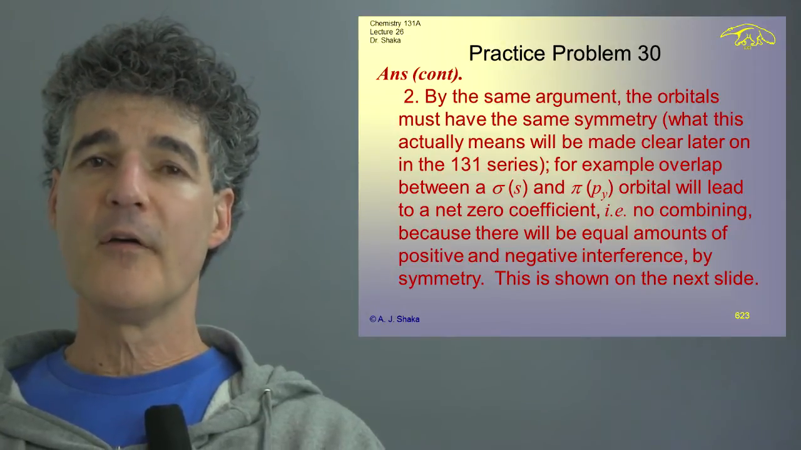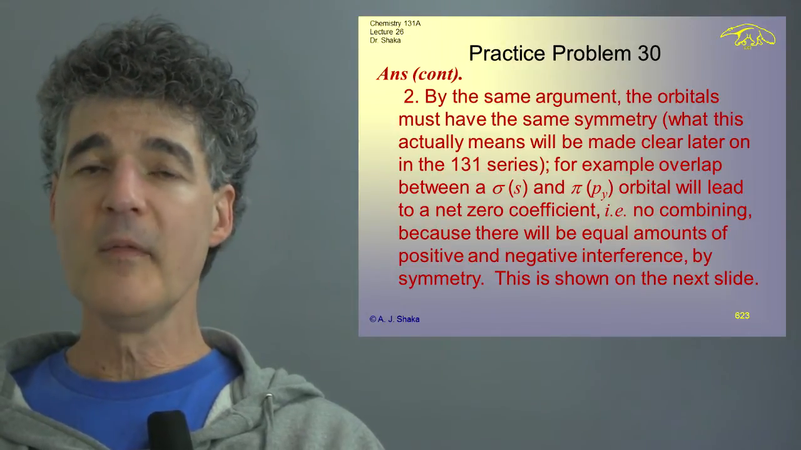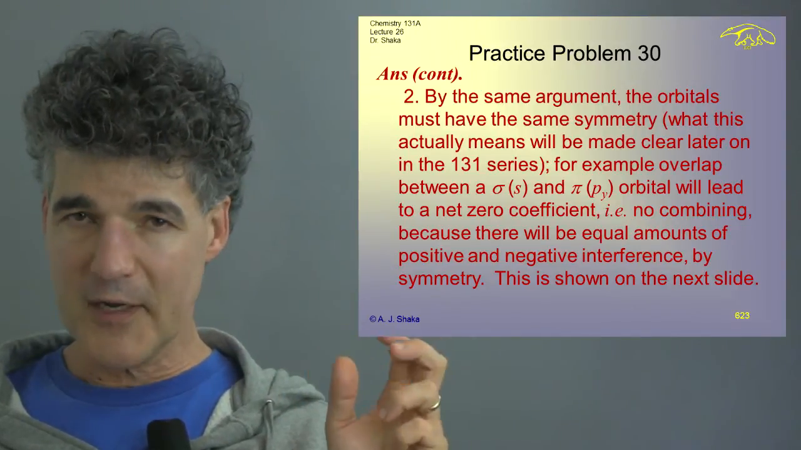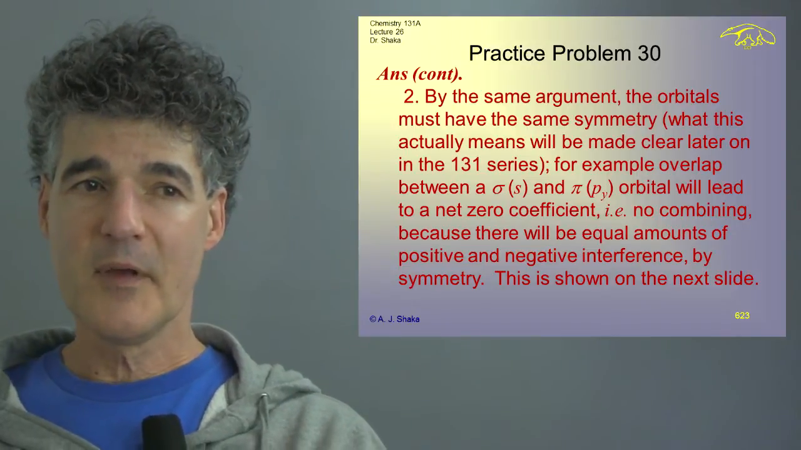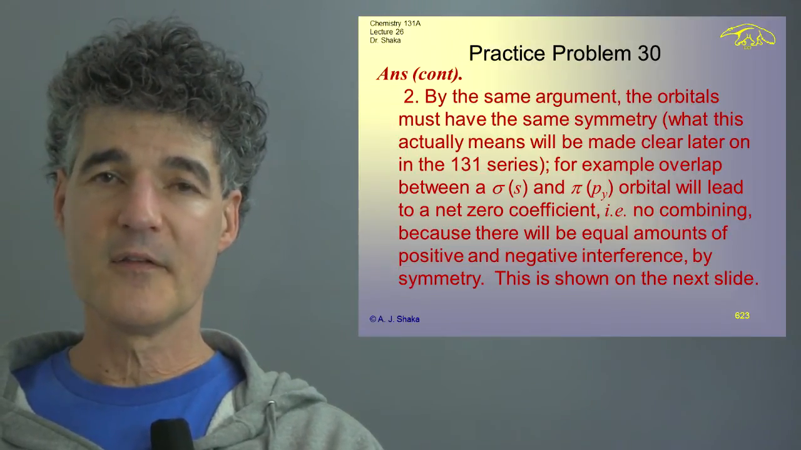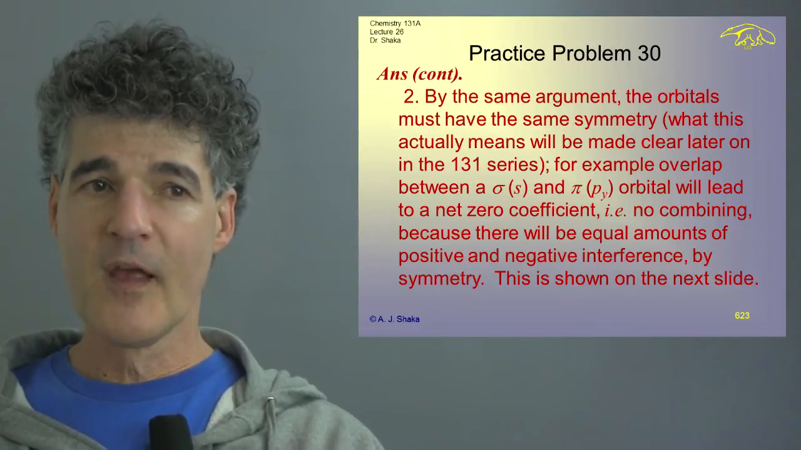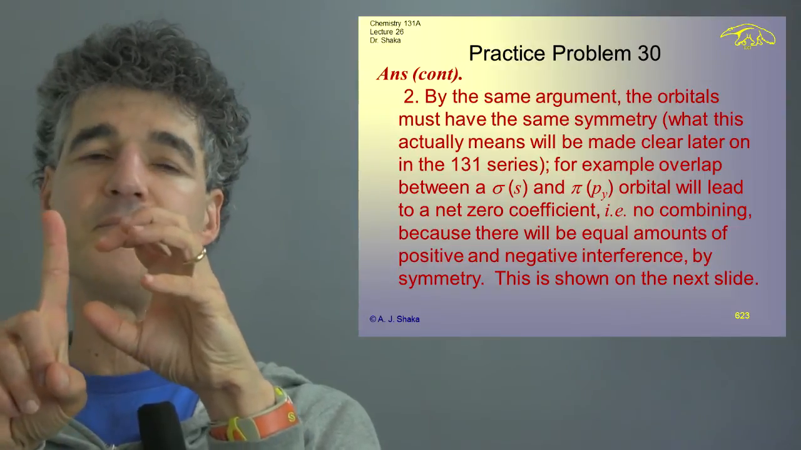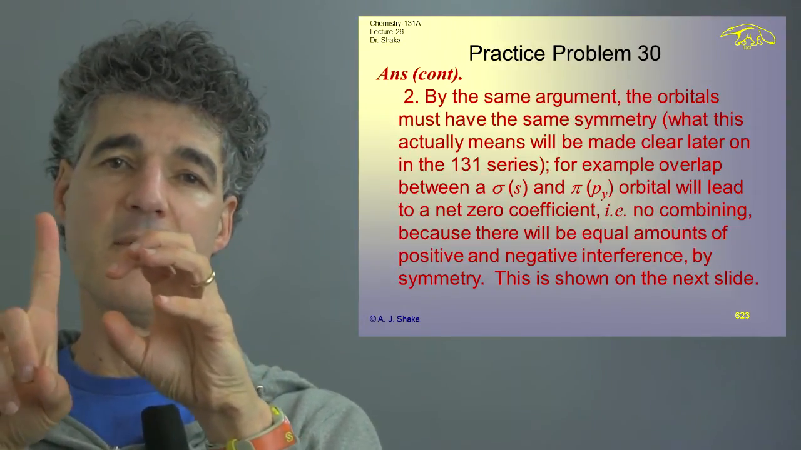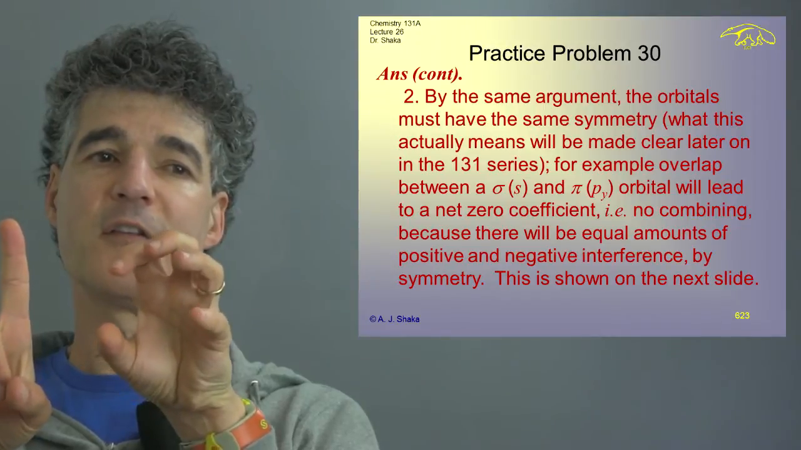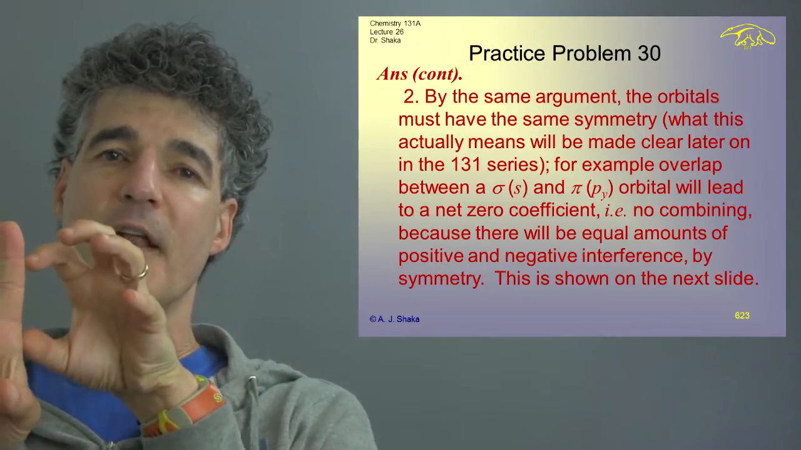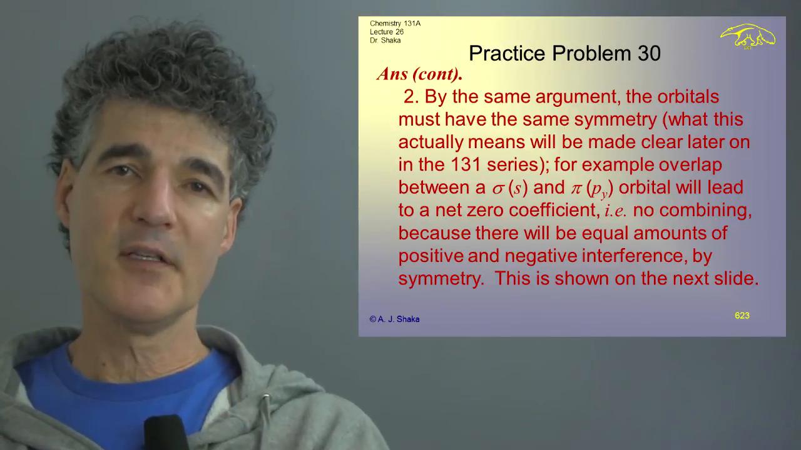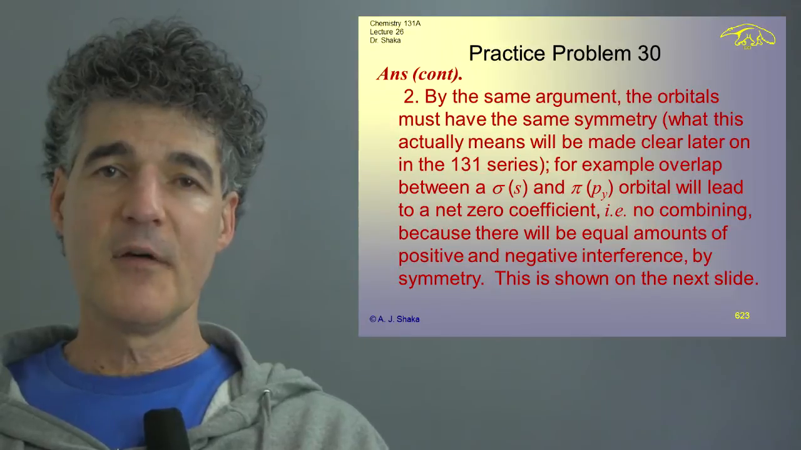Okay, how about number 2? Well, by the same argument, they have to have the same symmetry. As I said, what this means will be made a little bit clearer later on in this 131 series. For example, if I have an S and a P, and the P's end on end, then, as I'm going to show you on the next slide, you're going to end up with an overlap of 0, because you're going to build up some positive here and negative here, and by symmetry the overlap is 0.